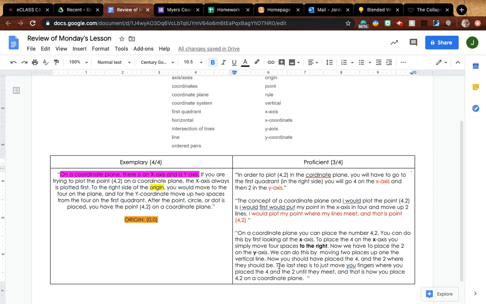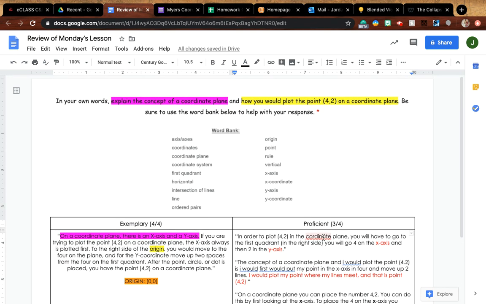That's perfect. So we've got the correct direction here. Now you should have placed the 4 and the 2 where they should be. The last step is to move your fingers from where you placed the 4 and the 2 until they meet, and that's how you place (4, 2) on a coordinate plane. So we have kind of the same error with the first example and the third example here, where we just have some confusion about x and y. X comes before y in the alphabet. So when we look at a coordinate like (4, 2), the 4 is the x, the 2 is the y. X is horizontal, y is vertical.